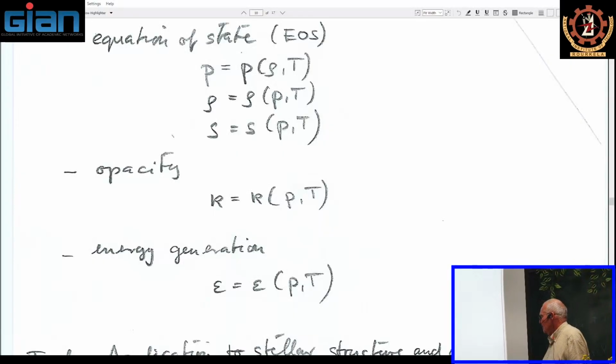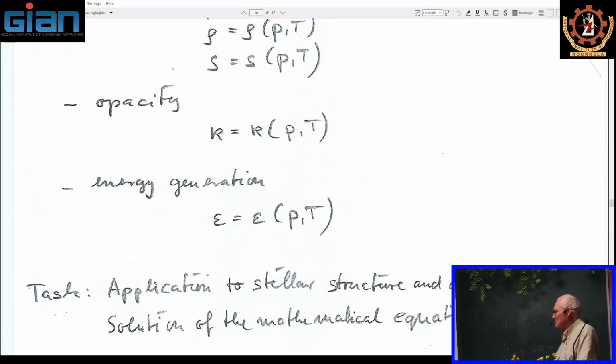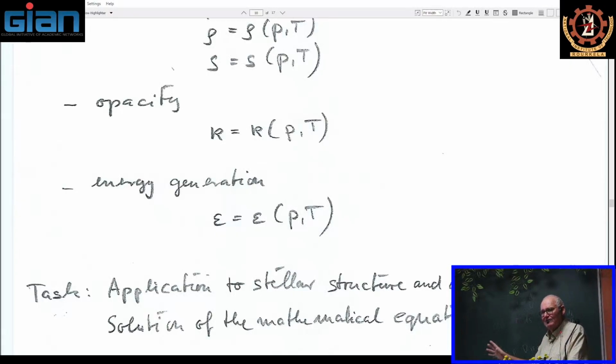Okay, well, then we are done. If we have all these quantities, our task now will be to apply all these equations to stellar structure and dynamics, and we have to solve the resulting mathematical problem. So we have now collected all the basic physics. That was our aim, our goal. Try to solve this system of equations.